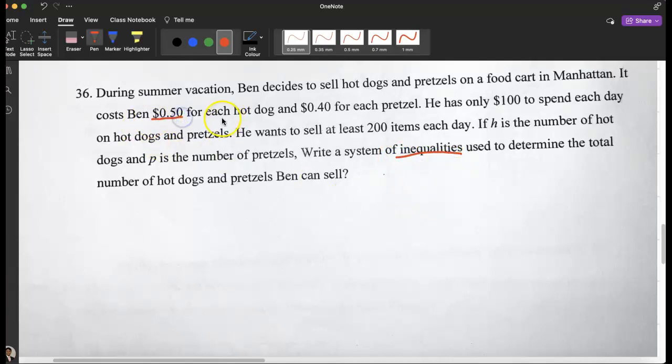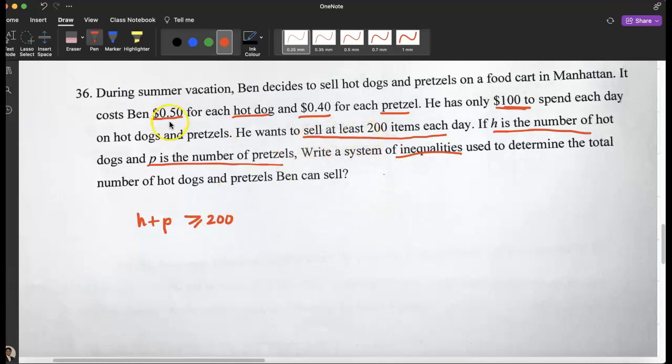So 0.5 for each hot dog, 0.4 for each pretzel, and only $100 to spend. And he has to sell at least 200 items per day. So P is the number of pretzels and H is the number of hot dogs. So this is greater than or equal to 200. Your hot dogs plus the pretzels should be at least 200.